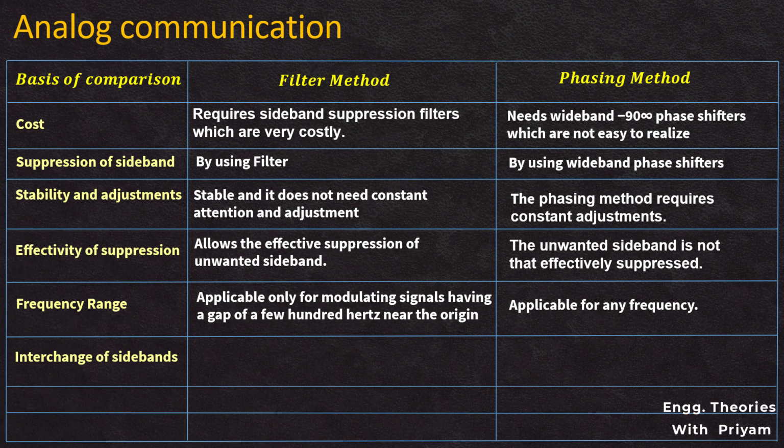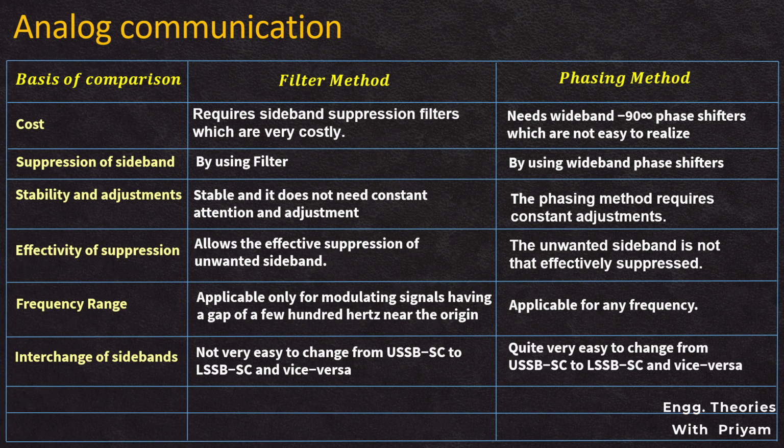Interchange of sidebands. In the case of filter method, it is not easy to change from upper sideband SSB-SC to lower sideband SSB-SC and vice versa. In the case of phasing method, it is quite easy to change over from upper sideband SSB-SC to lower sideband SSB-SC and vice versa.